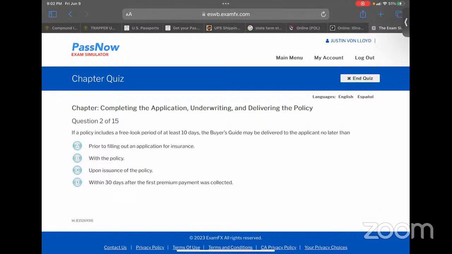Okay. A, prior to filling out an application for insurance. B, with the application. C, upon issuance of the application. Or D, within 30 days after the first premium payment was collected. C. All right. Anybody else?